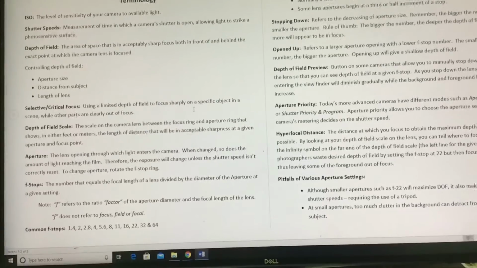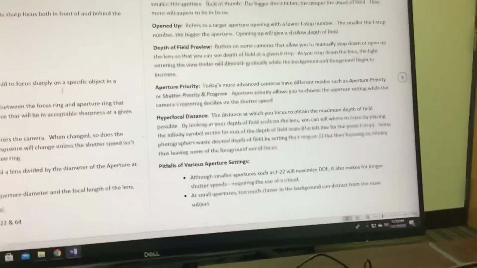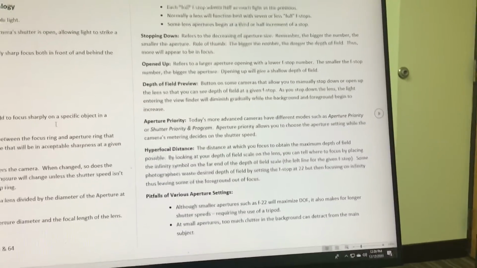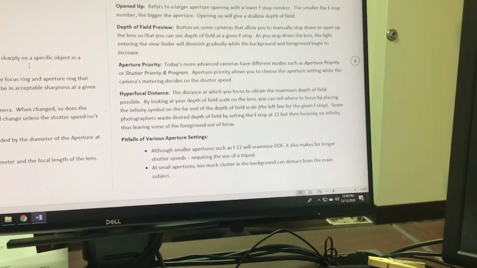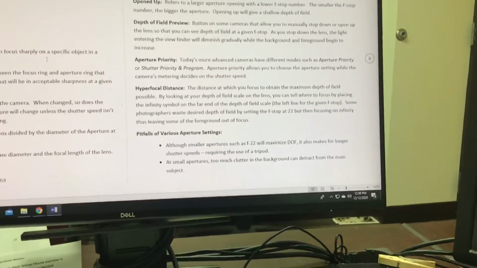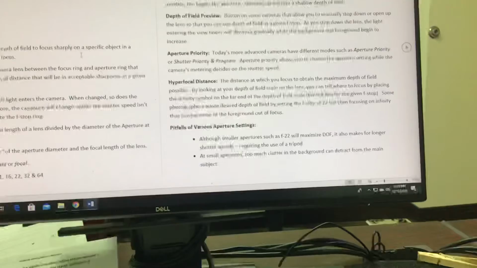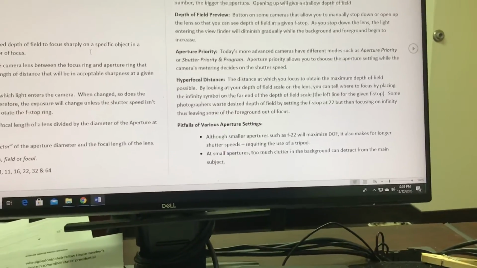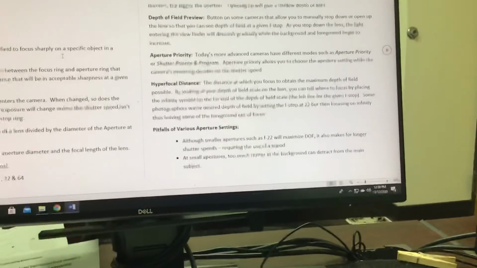A pitfall of using a small aperture to maximize depth of field. There are all kinds of pitfalls here. One of the pitfalls of using a small aperture to maximize depth of field is that it's also going to make for a longer shutter speed, which could cause the camera to shake, but you can combat that by using a tripod. What could be a pitfall of using a larger aperture?